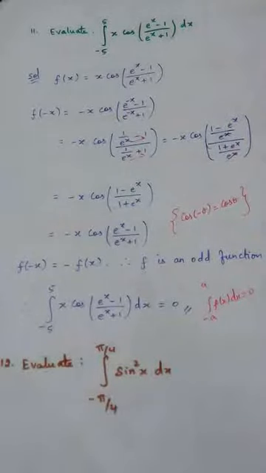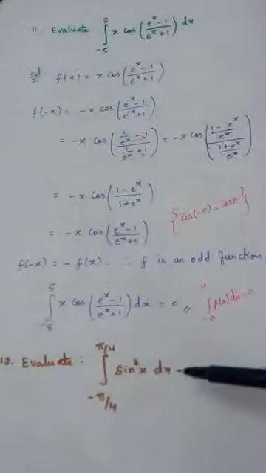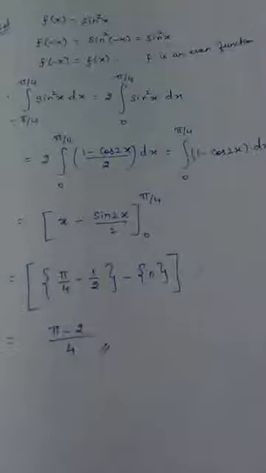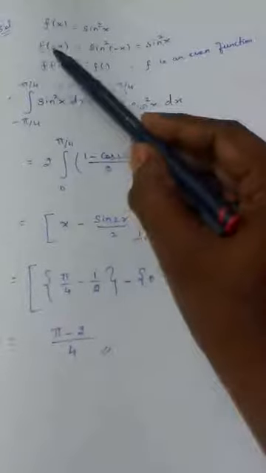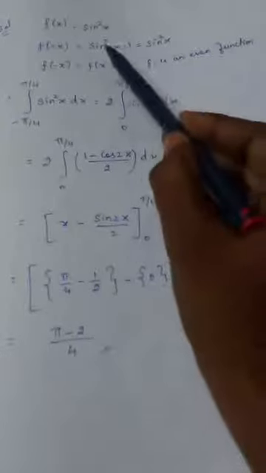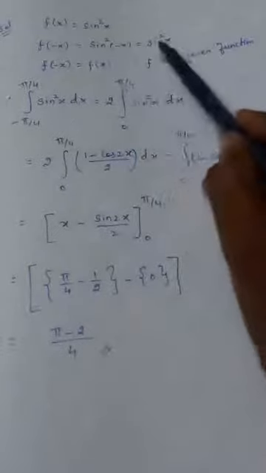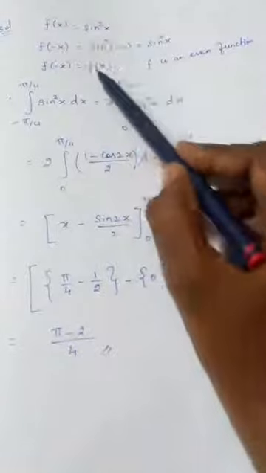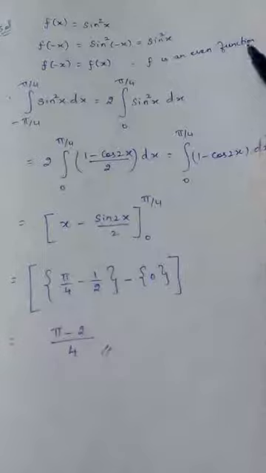Problem number 12. Evaluate the integral from minus pi by 4 to plus pi by 4 of sine square x dx. So we will start the answer like this. The given function is sine square x, which is taken as f of x. Here also we are calculating f of minus x. So put minus x in place of x. Since the square is present, 2 minuses will come out and become plus. So only sine square x will come. So f of minus x is nothing but f of x. f of minus x is equal to f of x. Therefore f is an even function.